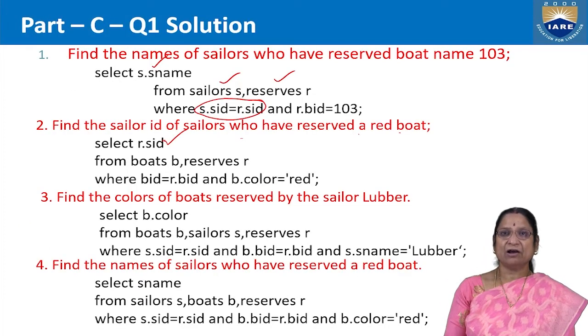So select SID from boats and reserves relations, and we will join them based upon the common attribute BID, and color is equal to red. And the third one is going to be the next relation.